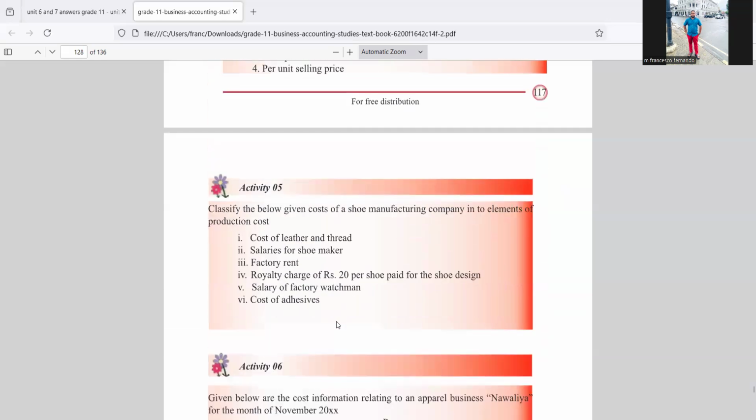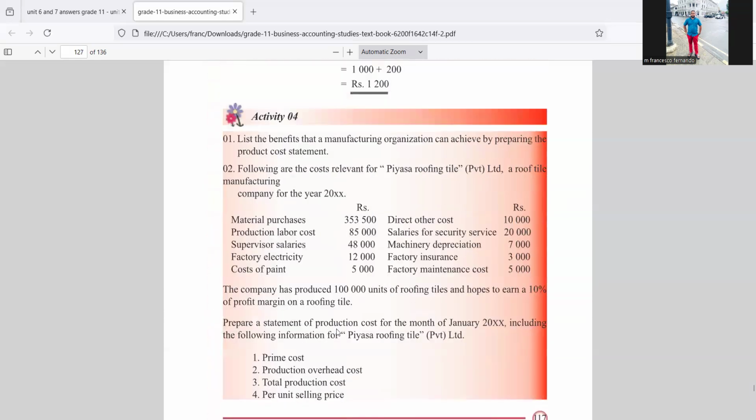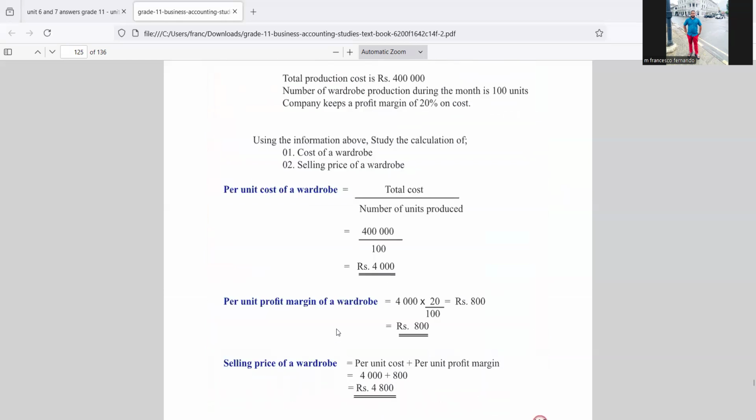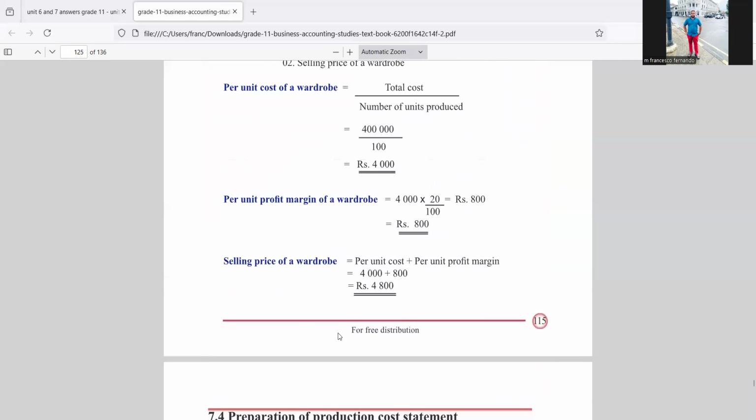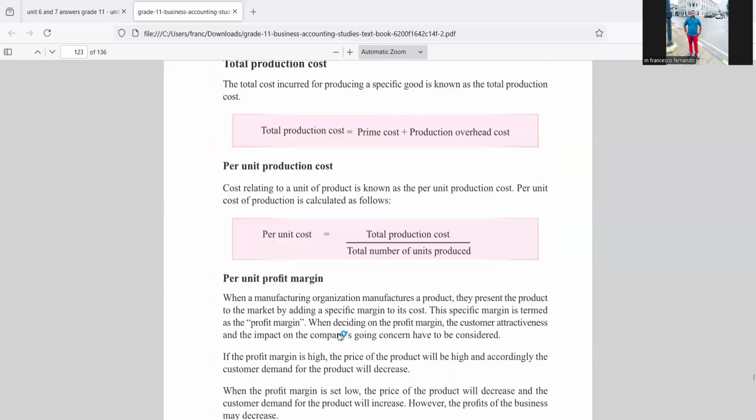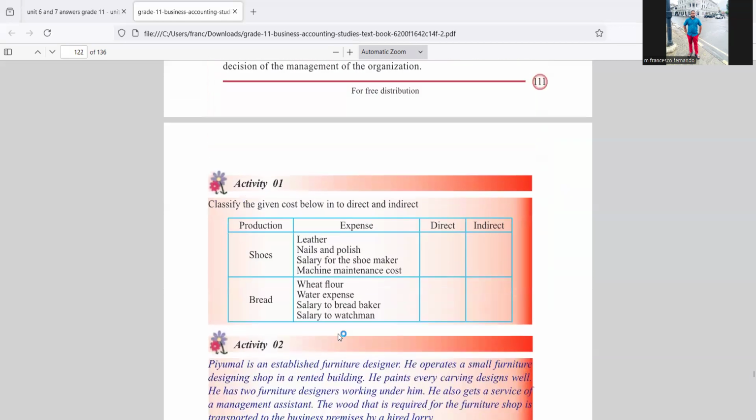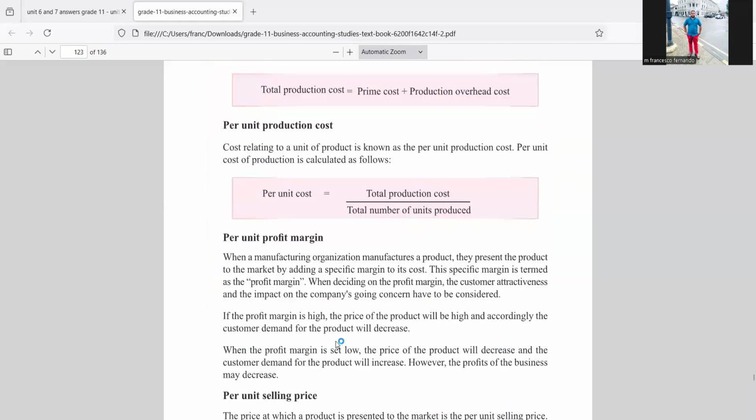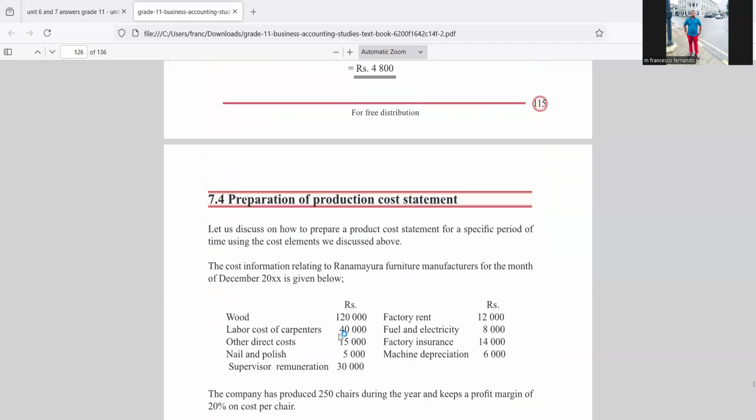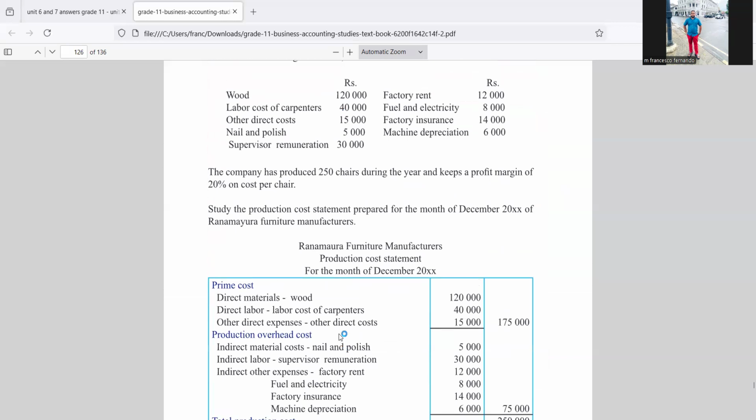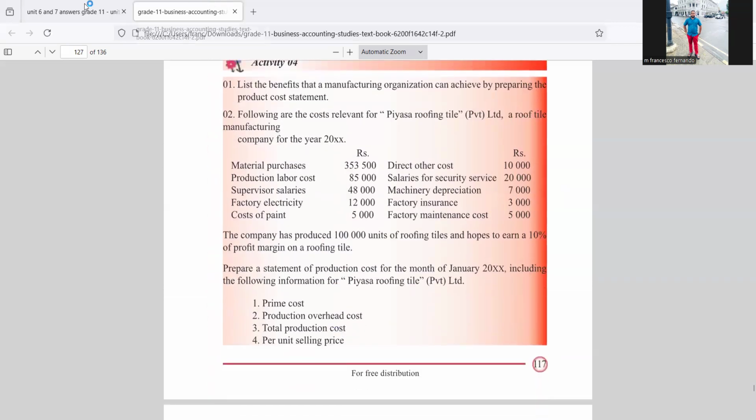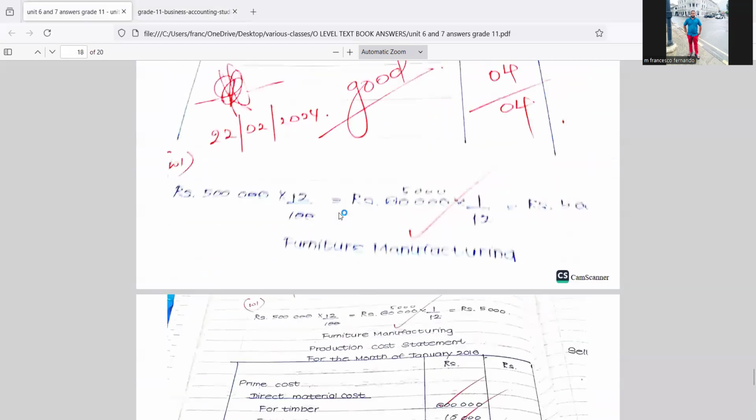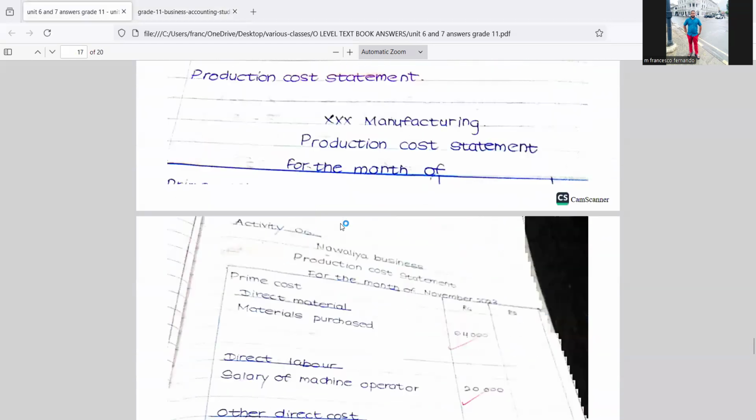So I think only 6 activities are there. So that is the answer for activity 6.